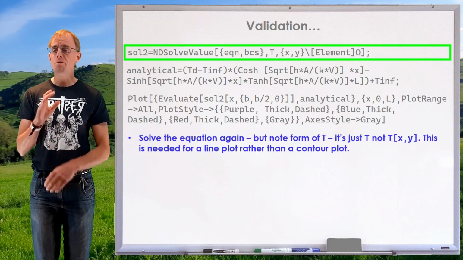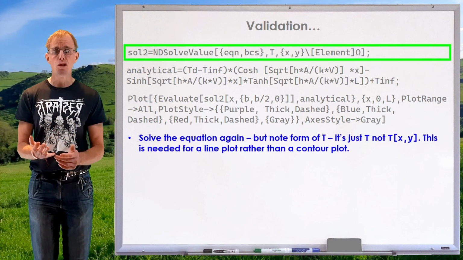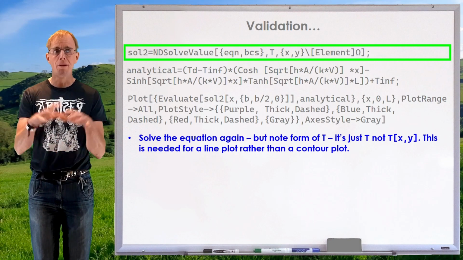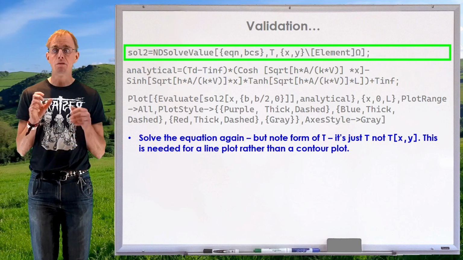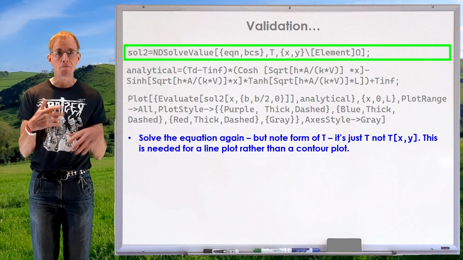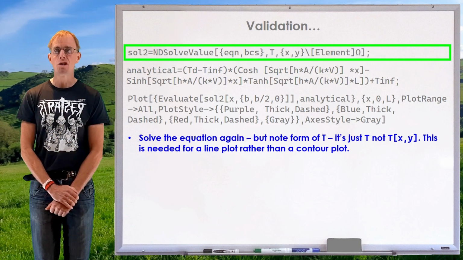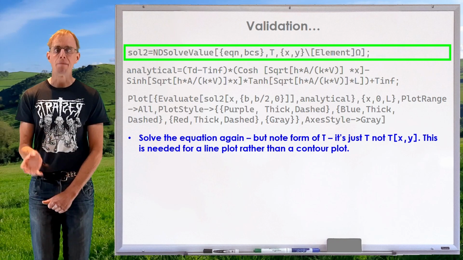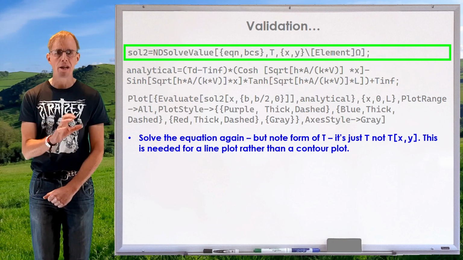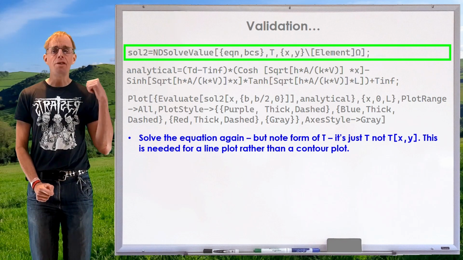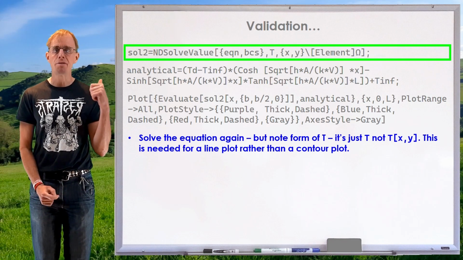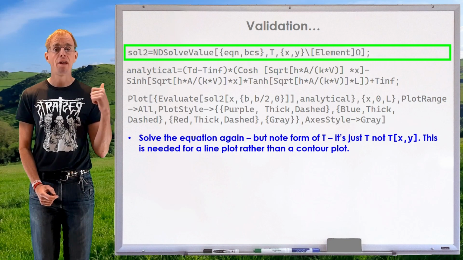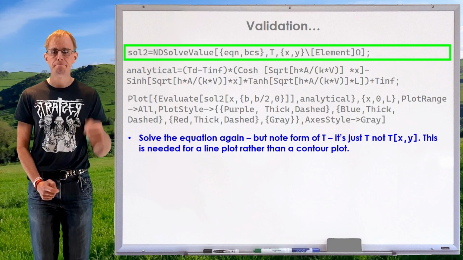The first thing, I'm just defining a different solution for this because I've already got my nice solution for the 2D field. So I'm going to NDSolve again, so numerically solve the differential equations, the same differential equations for temperature as a function of x and y on the same domain. The only thing that's changed here is how I've written T. Because I want a line graph, I'm just writing T rather than T square brackets x comma y.